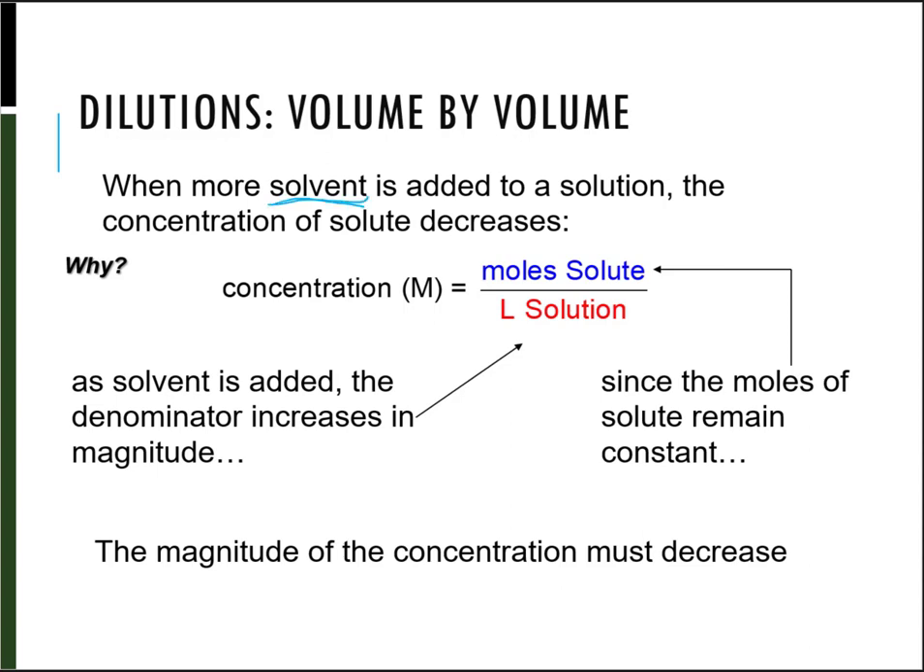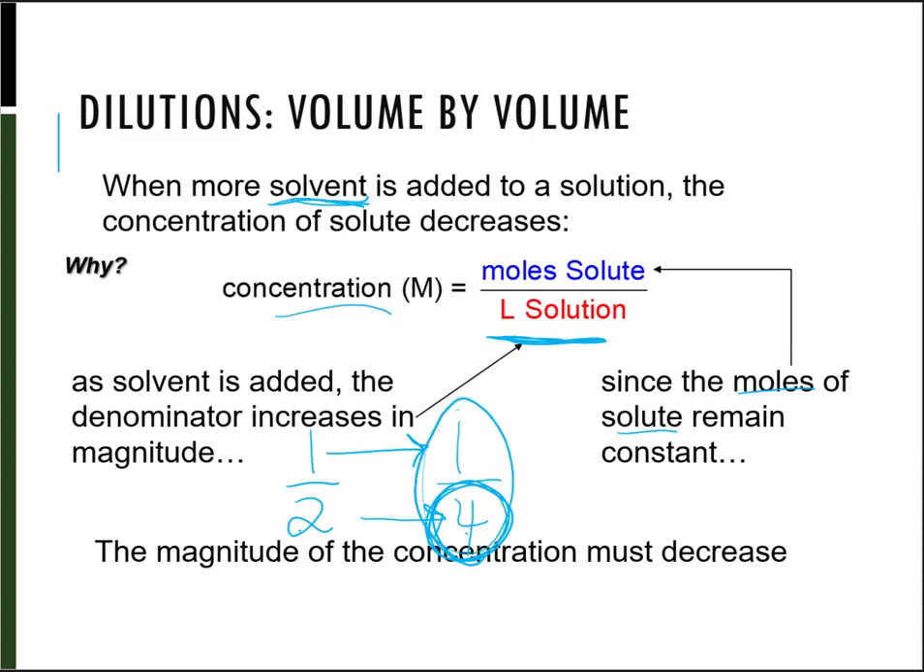So obviously, this should make sense. When my denominator gets bigger, so when that liters of solution increases, it's kind of like saying 1/2 versus 1/4. My denominator got bigger. If I add more solution and my moles of solute stays the same, notice what happens. 1/2 is much greater than 1/4. Notice that my concentration is getting smaller. 1 divided by 2 is 0.5. 1 divided by 4 is 0.25. My concentration just got a lot smaller by that denominator increasing.